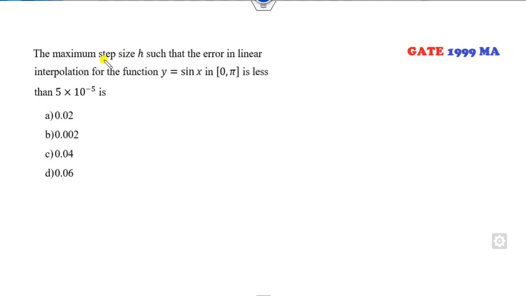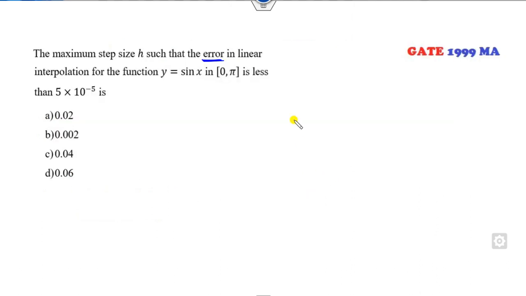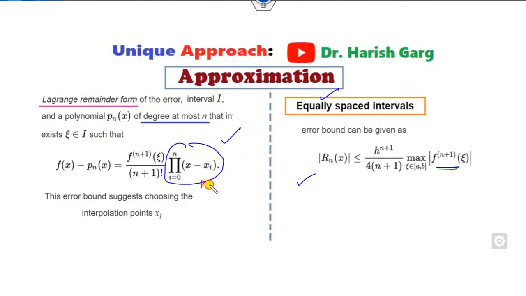Look at this one: the maximum step size of the error. Now if it is the error, it means we are working with the linear case, so your target is to identify that n is 1. For the function sin x, the error is given to be less than 5 into 10 raised to the power minus 5. It is your choice whether you want to use this formula or this formula, but this one is very easy, so you can apply that.